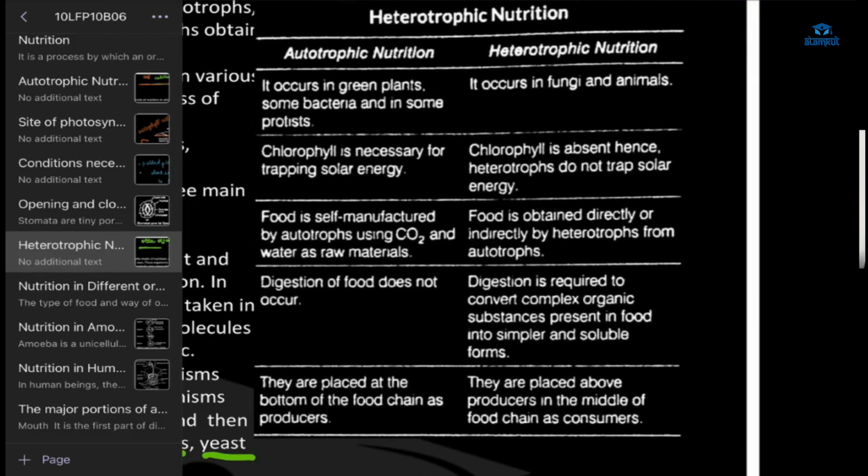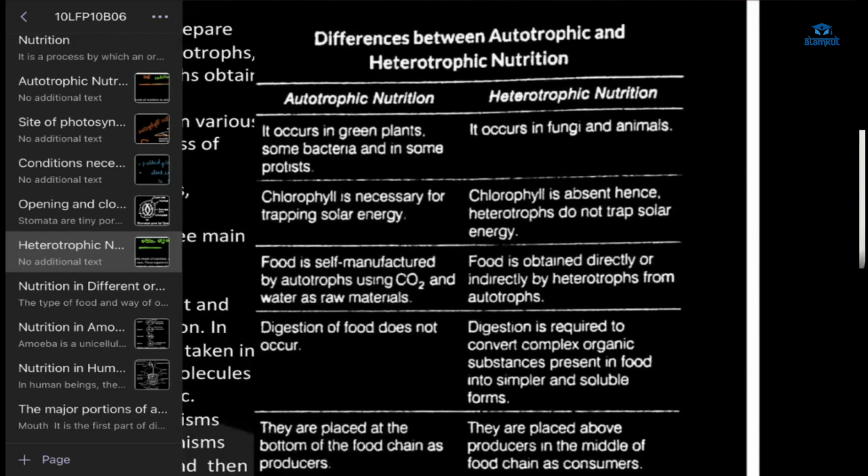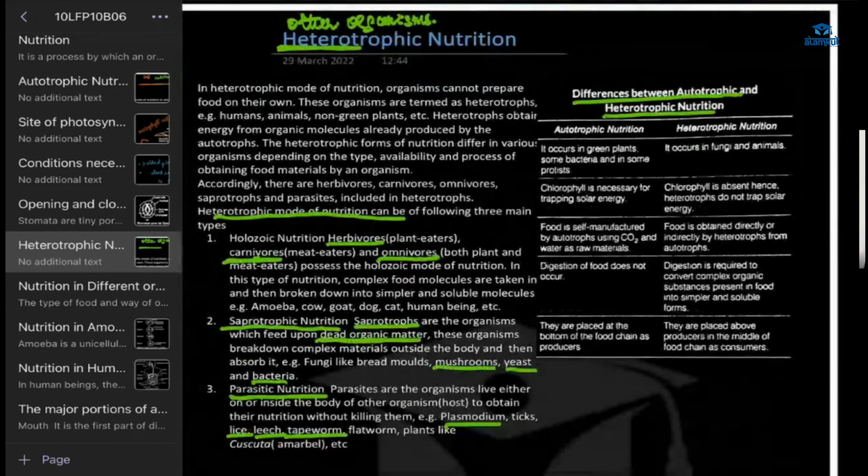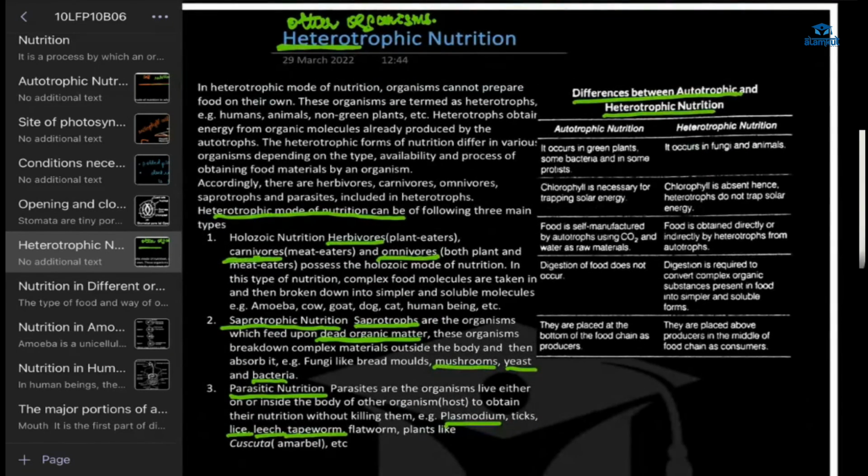Yes, ma'am. So here are the differences between autotrophic and heterotrophic nutrition. In the next class, we'll go into detail about heterotrophic nutrition. In that we'll learn about nutrition in the amoeba. Then after that we'll go to nutrition in animals, in human beings. Everyone understood? Any doubts?